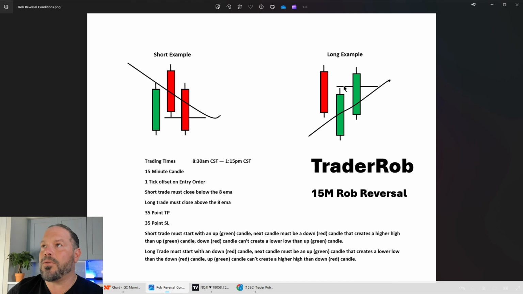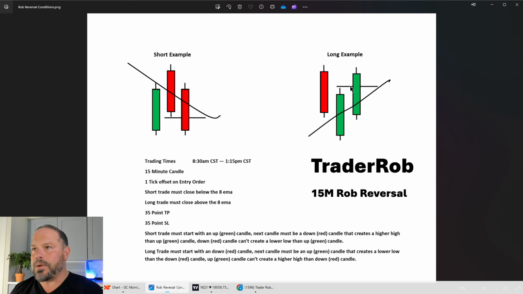So in order to go long, you would have one tick above this up candle. The next bar, if it pierces through that entry, you are now in a trade, and you would be looking for 35 points of take profit, and you would have a 35-point stop loss target. Very simple rules and conditions on the trades.